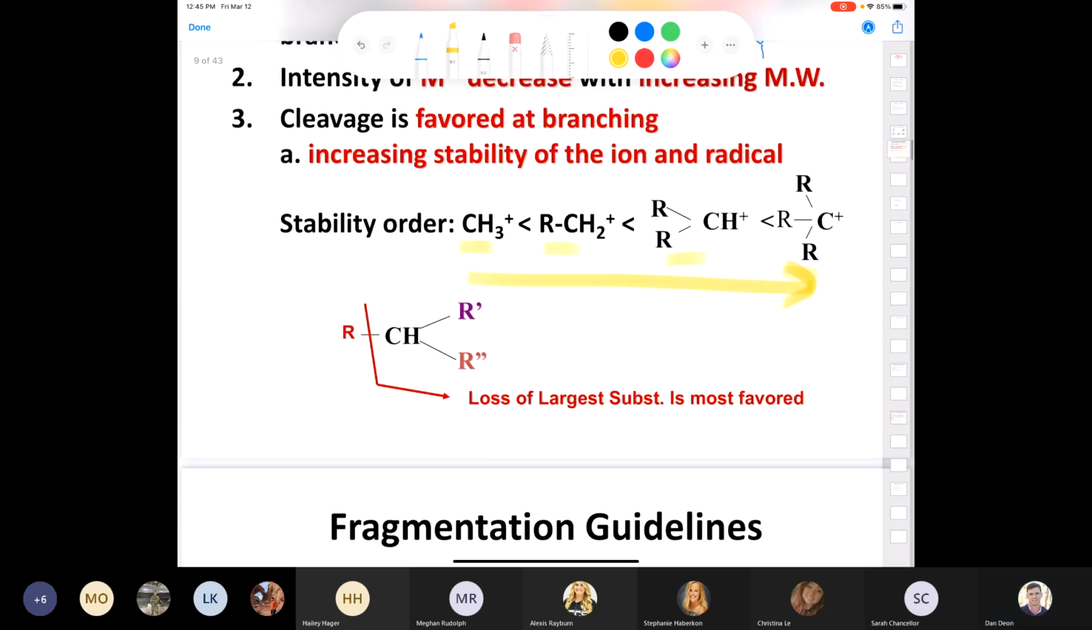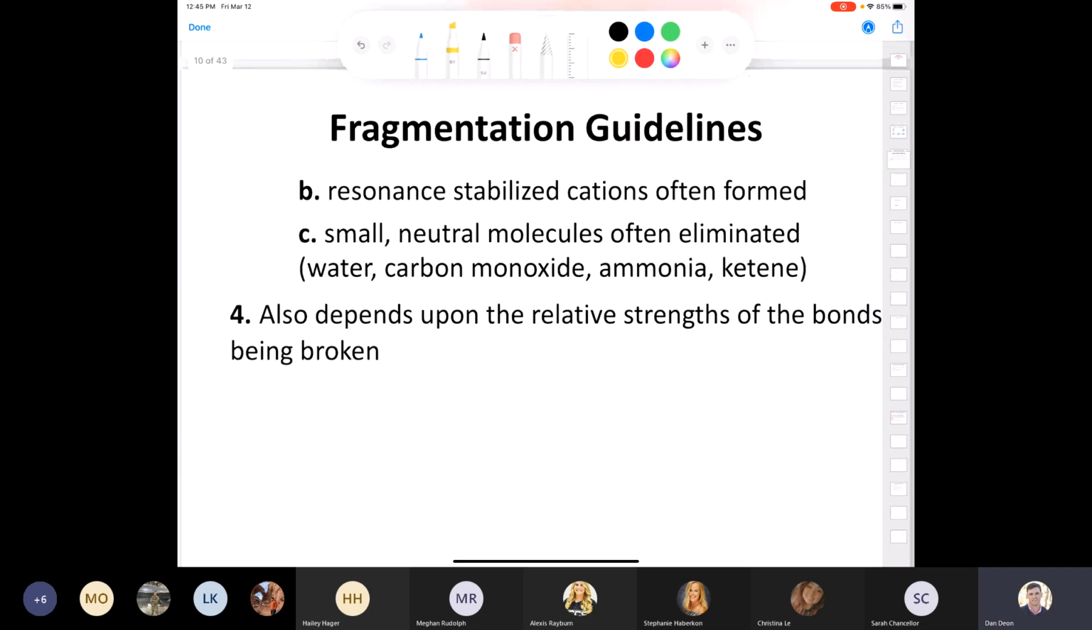Oftentimes, we form resonance stabilized cations that are detected in the mass spectrum. I'm going to show you a few of those today. And sometimes we can lose small neutral molecules. The only small neutral molecule that we're going to focus on in this class that's going to be removed would be water from an alcohol.